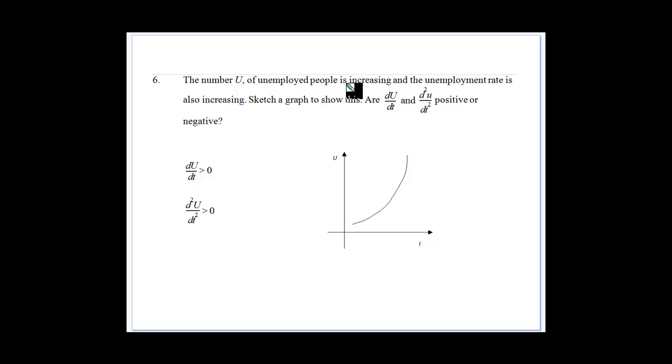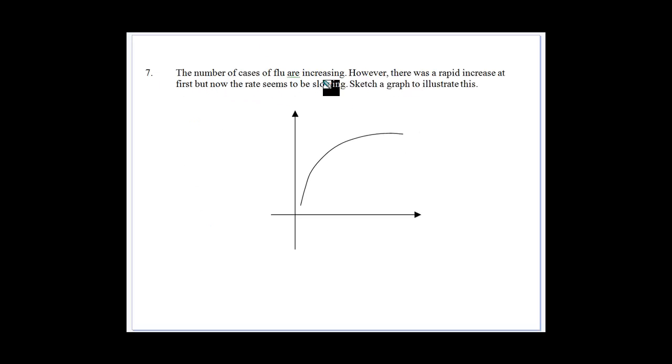The number of unemployed people is increasing, and the unemployment rate is also increasing. Are dU/dt and d squared U/dt squared positive or negative? Well, they're both going to be positive, because it's increasing, and the rate at which it's changing is increasing as well. So there's got to be a curve that looks like that, and they're both going to be positive.